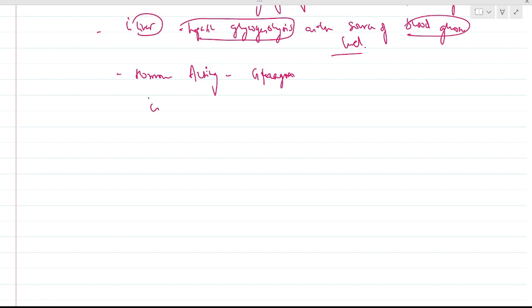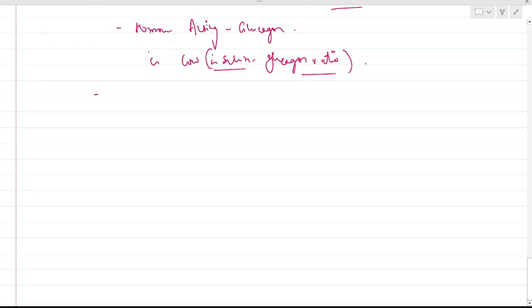So in a low insulin glucagon ratio, these levels of insulin and glucagon are very important for understanding. Here the main hormone acting is glucagon in a low insulin glucagon ratio. Okay, it also takes place in skeletal muscle, along with the liver.